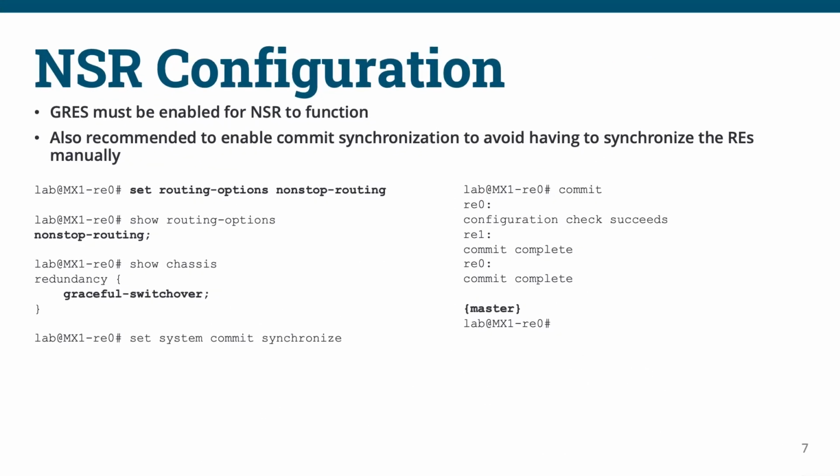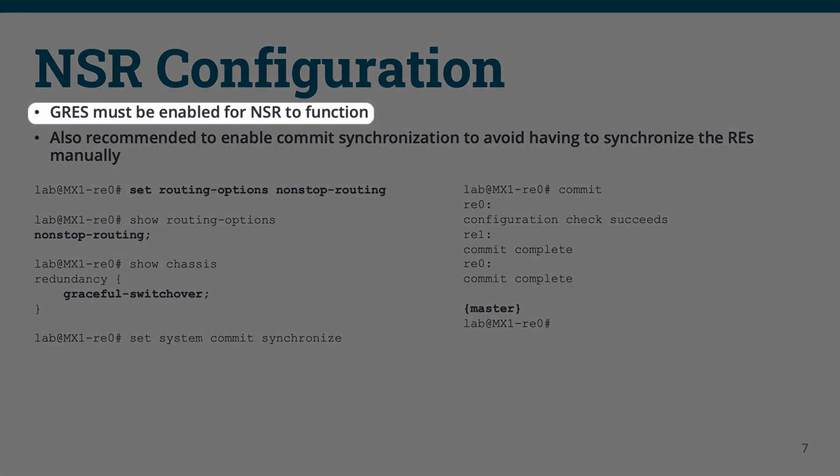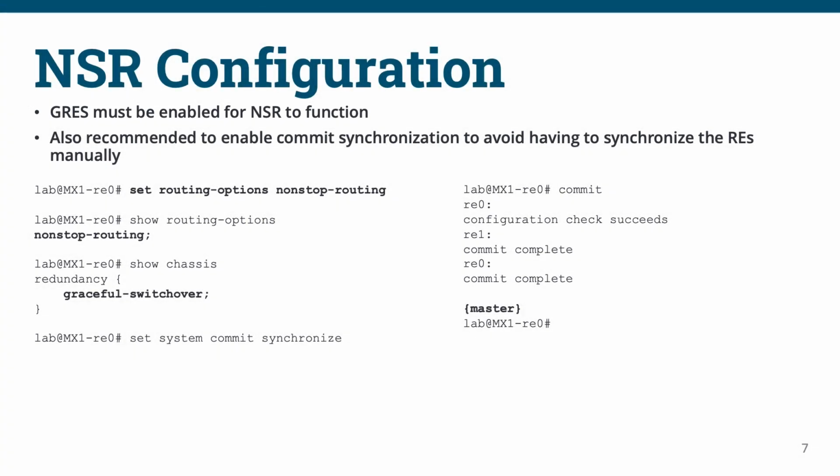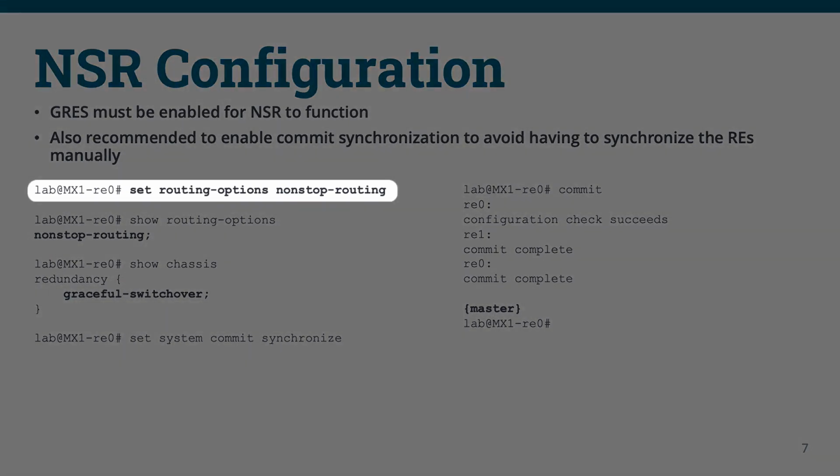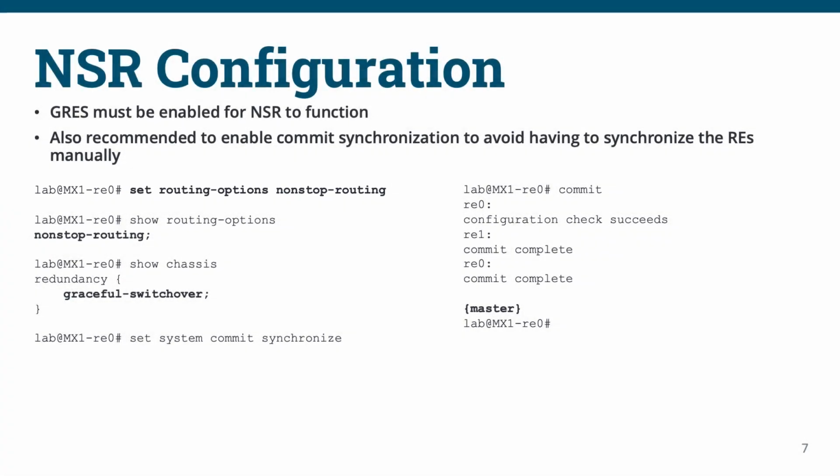First, it's important to note that it's required to have GRES configured before configuring NSR. If the GRES configuration statement is missing, you will receive a commit error when attempting to configure NSR. Just like GRES, though, NSR is implemented with a single configuration statement. Simply applying the set routing-options nonstop-routing configuration statement is sufficient to enable NSR.